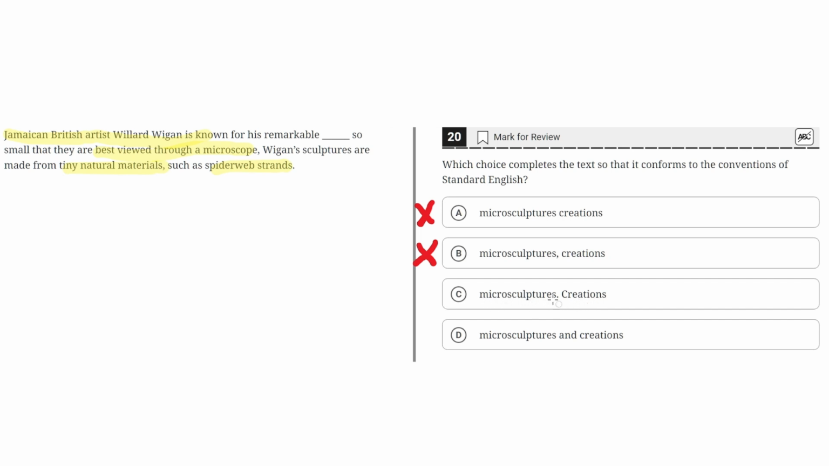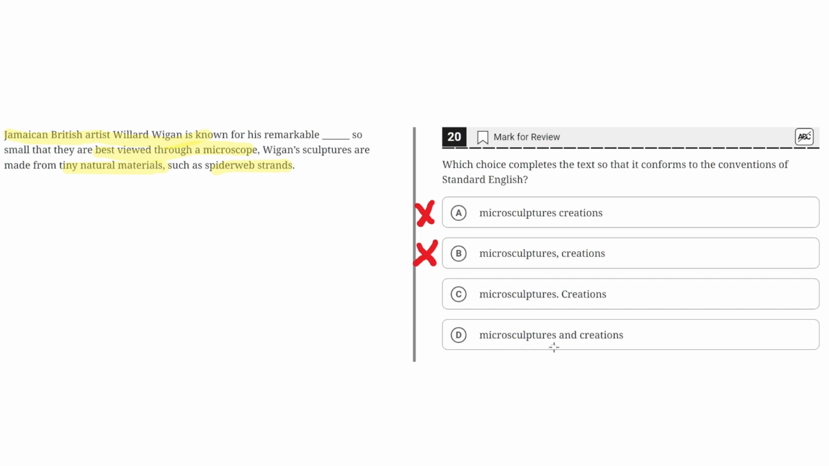This seems to be the correct answer because this splits it into two independent sentences, and these are two independent clauses, so they can be split into two independent sentences. And furthermore, the second sentence would make sense grammatically, where it says, creations so small they are best viewed through a microscope, Wiggin's sculptures are made from so-and-so. So this second sentence makes sense when it is split into sentences, so C likely is the correct answer.